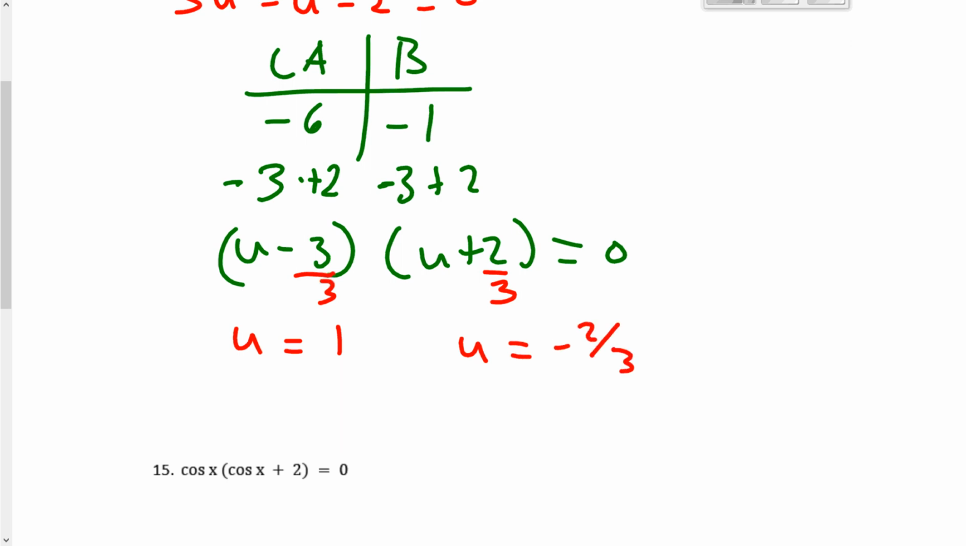Well, -2/3 I don't know, right? Now I can substitute my trig function back in, so this is sine of x equals 1, so where sine of x equals 1, that'd be at, sine is the y value, so that'd be at 90 degrees. And this one I don't know.